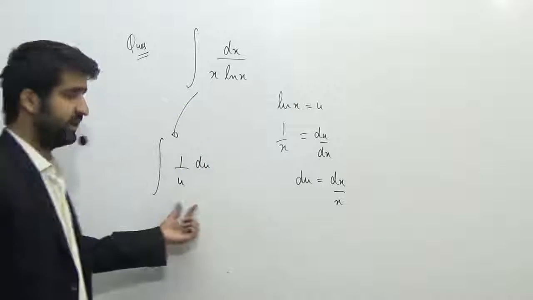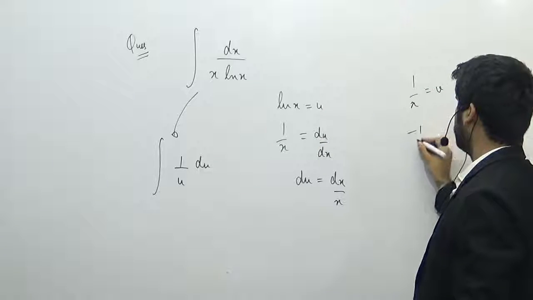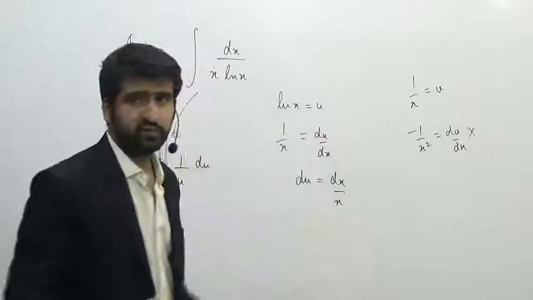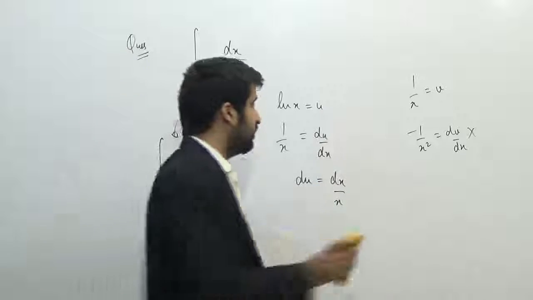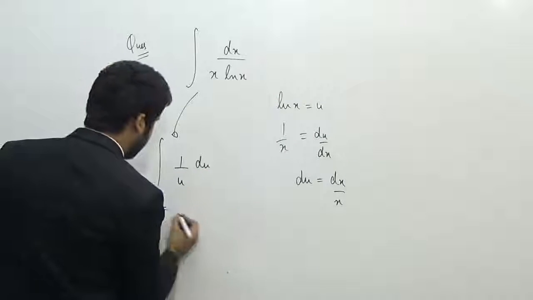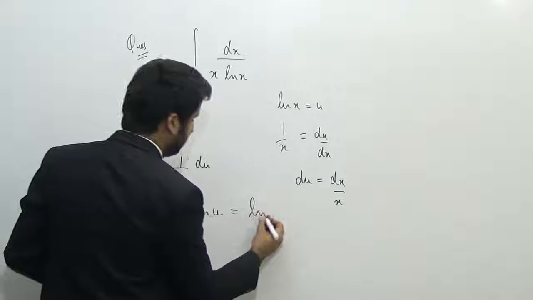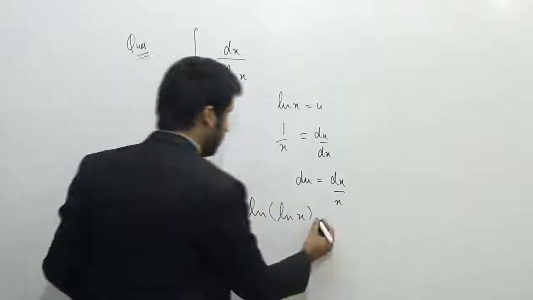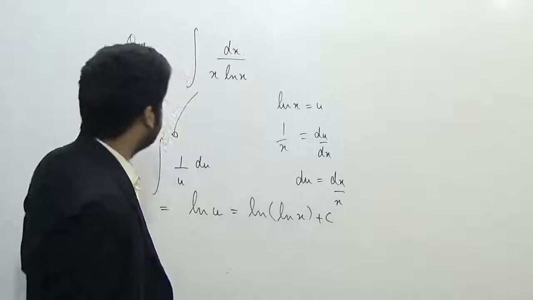So the final function will be like this. Then guys see, if you substituted 1 upon x as u or v, let's say, then you will get minus 1 upon x square is equal to dv upon dx, right? The derivative of this v function is not present, but if we substitute ln x as u, the derivative is present. So that's why we do it this way. Now see guys, this will be 1 upon u du. Now we know that the integration of 1 upon u du is ln of u, and the value of u is ln x. So this antiderivative or integral becomes ln of ln x plus c, because you have to add a constant also at the end of integration. Now let's see the last one.